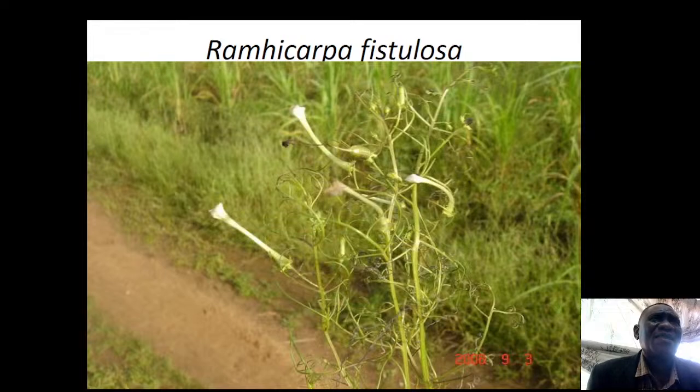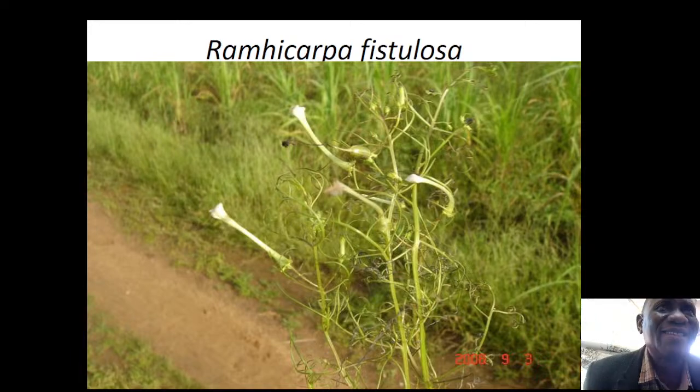This one is Ramphicapa fistulosa, which attacks rice. Normally we find it in wet areas where rice is grown, especially traditional rice. That's where we find this weed.